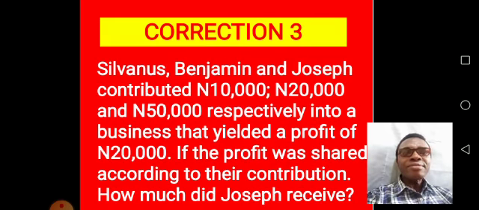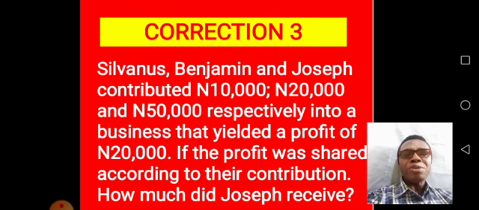Number 3. Silvanus, Benjamin, and Joseph contributed 10,000, 20,000, and 50,000 respectively. That means the contribution goes this way: Silvanus, 10,000, Benjamin, 20,000, Joseph, 50,000. That's the meaning of respectively. So they contributed into a business that yielded a profit of 20,000 naira. That's the total profit. If the profit was shared according to their contribution, how much did Joseph receive?